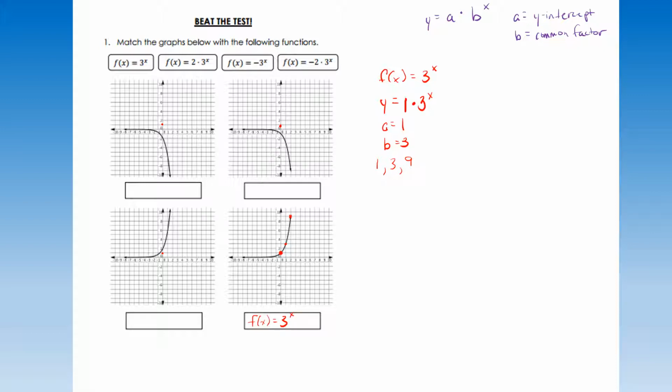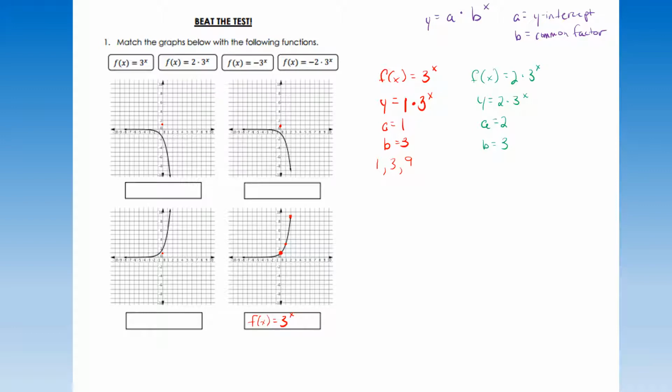What about, let's take green. All right, let's look at the second one. F of x is equal to 2 times 3 to the x power. In this case, it's easy to see: f of x is y, so y equals 2 times 3 to the x. So now in this case, my a term is 2 and my b term is 3.